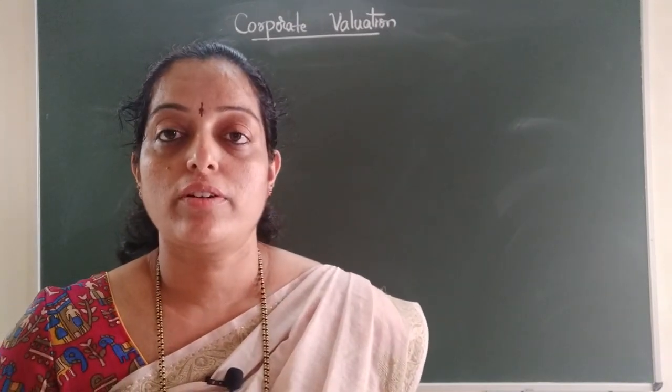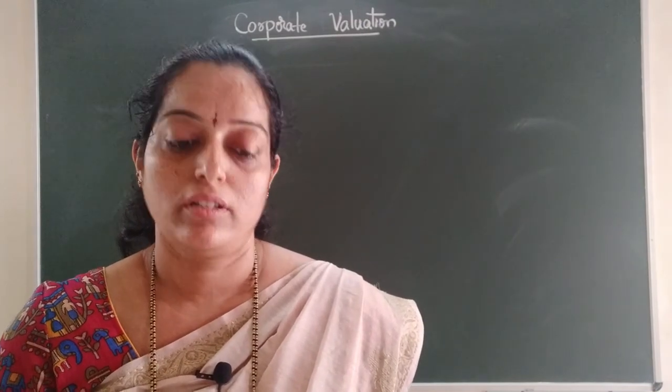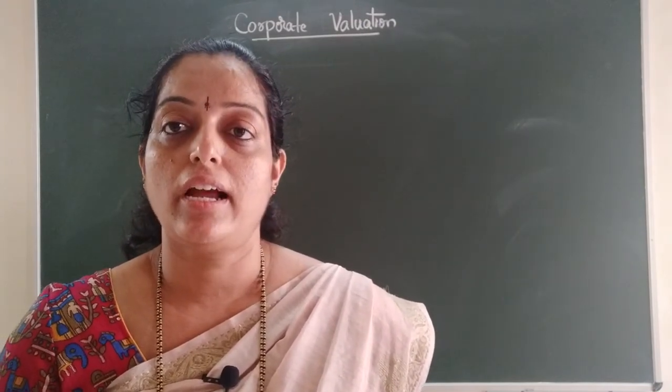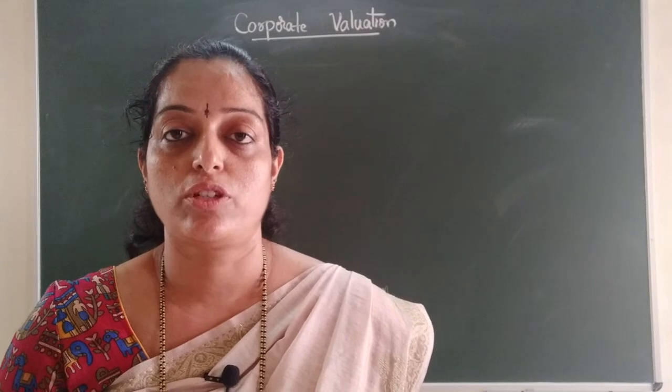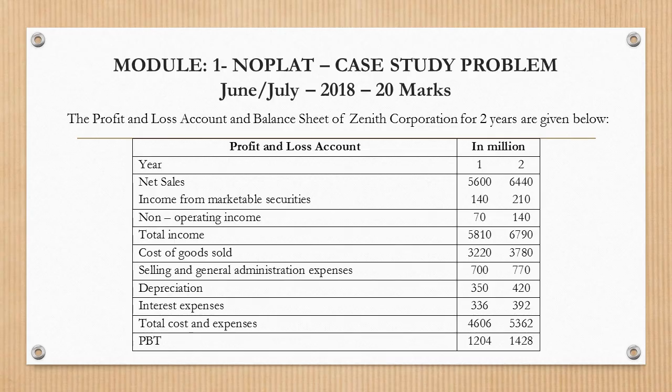The problem which we are solving today is a case study which was asked for 20 marks in June-July 2018 and December 2016 question paper. You can refer to the slide for the question. The profit and loss account and balance sheet of Zenith Corporation for 2 years are given below.